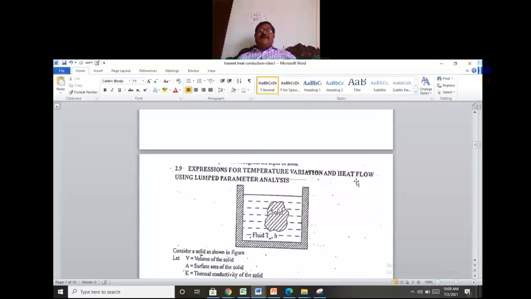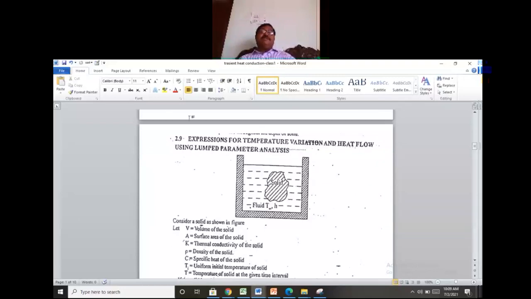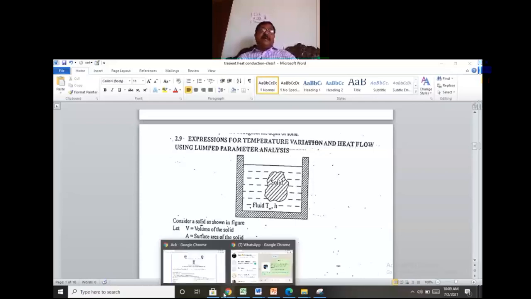Expression for the temperature variation and the heat flow using the lumped parameter analysis is called the lumped system. This is a very important derivation. Some cases they may ask in the examination, either the derivation or problems on these lumped parameters using the lumped parameter analysis.